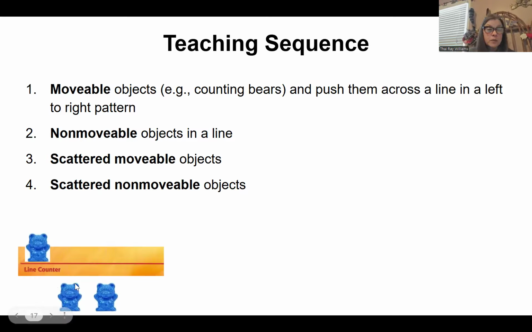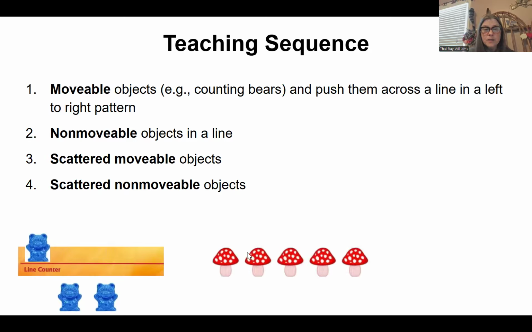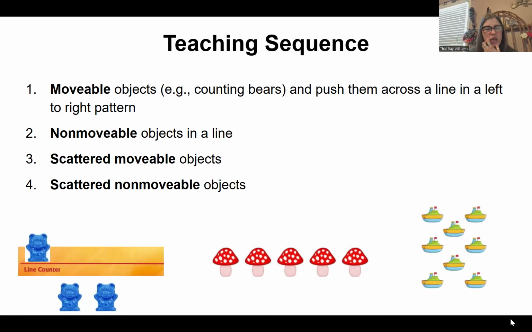So here is where you would be using counting movable objects. This is what it would be like if you were counting non-movable objects that are in a line. And then scattered objects, pretend that we could move these up to a counting line or a line counter. And then here's what they would look like if they were scattered and non-movable. So just again to give you an idea of what the teaching sequence looks like when you are teaching one-to-one correspondence.